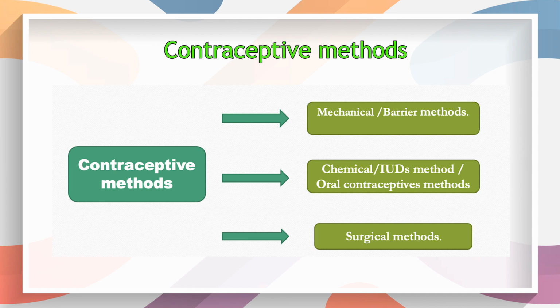In this method, there is prevention of the meeting of egg and sperm by the use of various devices like condoms, diaphragms, cervical caps, etc. Second one is the chemical method, which includes IUDs and oral contraceptive methods.